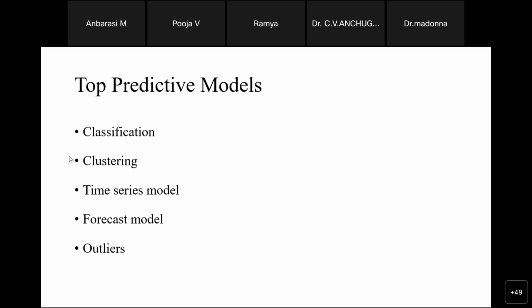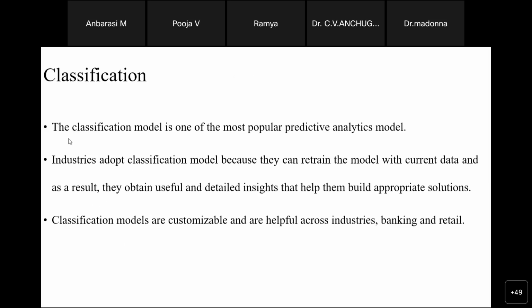These are the top predictive modeling techniques we have in predictive modeling: classification techniques, clustering, time series modeling, the forecast model, and outliers. These are the top predictive modeling techniques. We'll see them one by one.